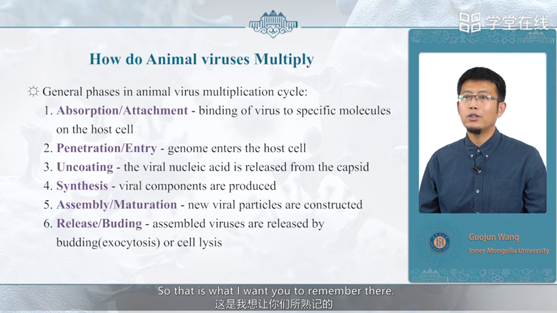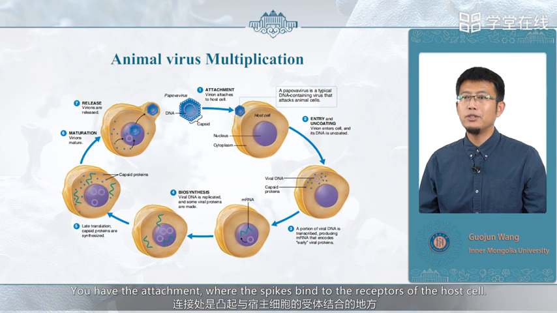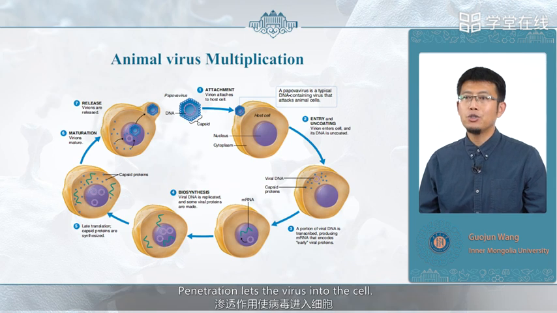So that is what I want you to remember here. Okay, you can see here again, you have the attachment where the spikes bind to the receptors of the host cell. Penetration lets the virus into the cell. Uncoating, the capsid opens up and releases either the DNA or RNA. The synthesis produces viral components, and assembly constructs new viral particles. Once the new viral particle is produced, it takes part of the membrane with it. We call this release or budding. We see this a lot with animal viruses.